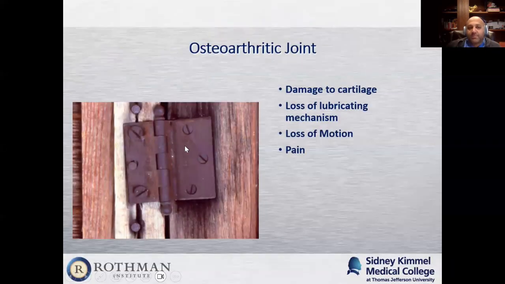Well, here's what happens. Here's your arthritic joint. This is a rusty old door hinge, right? There's damage to the cartilage. There's loss of the lubricating mechanism. It doesn't open all the way, so it's lost range of motion. It creaks, it cracks, it's painful. And that's my best analogy for what an arthritic joint is like.